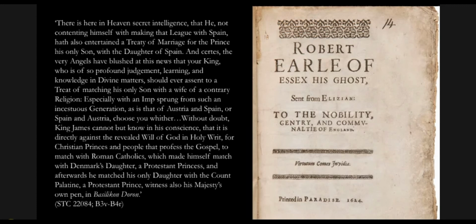In the main text, Essex's ghost here is said to be residing in heaven, where he is speaking in the company of angels, whose reaction to the Spanish match he relates. The book's imprint continues this fiction. It is described as printed in paradise. In place of accurate details, the imprint is mobilized in the service of the text's main argument.